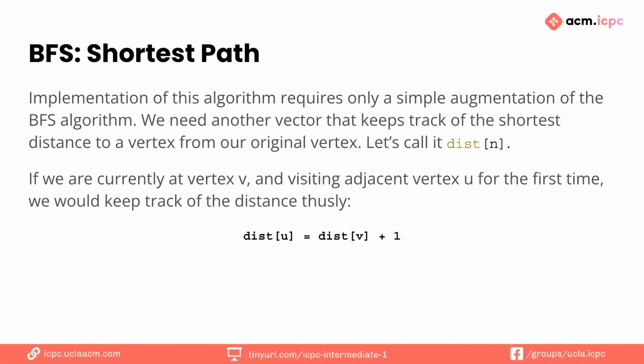Using an array, you can keep track of these distances. You just say that the distance to a given vertex U is equal to the shortest distance to an adjacent vertex V plus 1. You have to make sure that you check all of the adjacent vertices and get the lowest value in order to minimize your shortest path. But this is overall the notation.